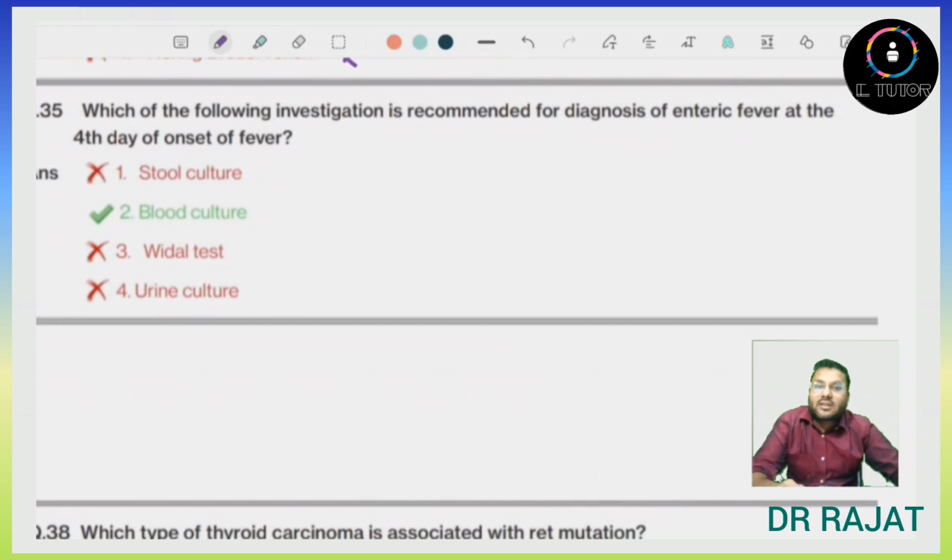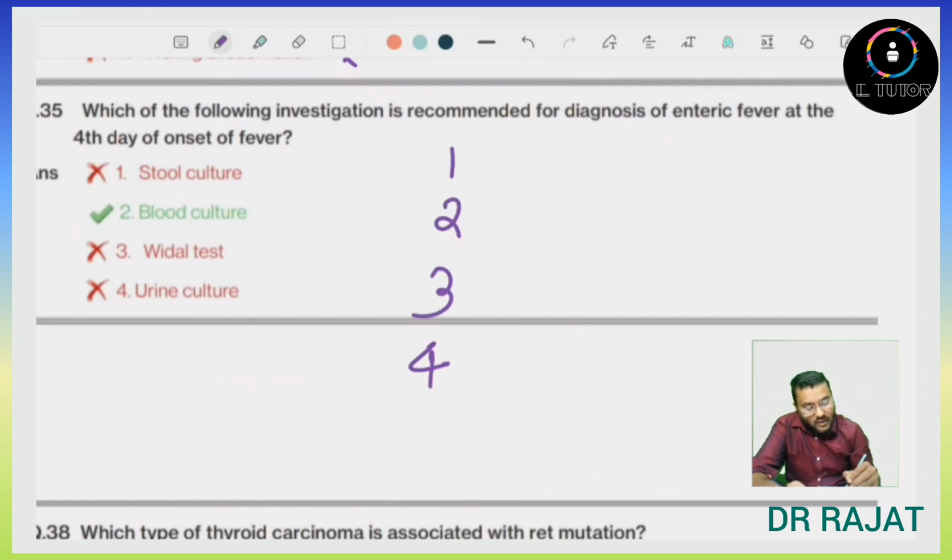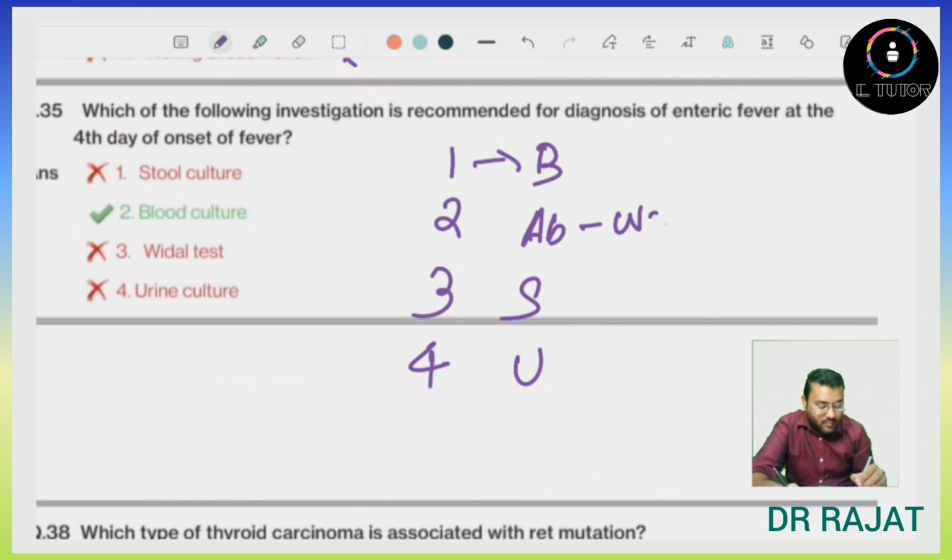Which of the following investigation is recommended for the diagnosis of enteric fever at the fourth day of the onset of fever? So they are asking about the fourth day, which means the first week. For first, second, third, fourth week, we have a trick which is BUSU. In first week we have to do blood culture. In second week for the antibody detection, which is the Widal test. In the third week stool culture, and the fourth week urine culture. So here answer will be blood culture, because they are asking about the fourth day, which is the first week.